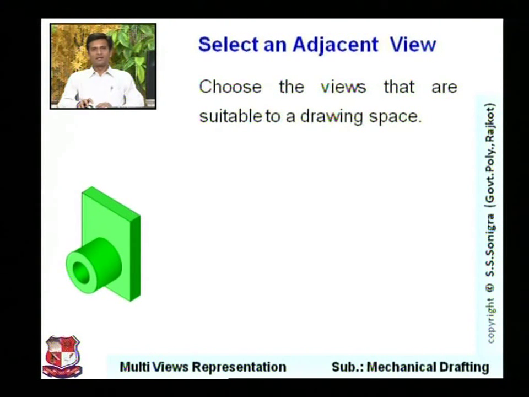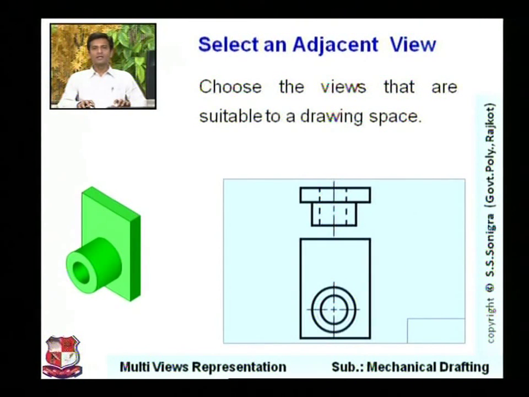For example, this is an object. So for this object, these are the two views, front view and top view, right? If you look from the front, this cylinder will appear as two circles as represented over here, and if you look from the top, this would be its view. Now think about the views of this object.